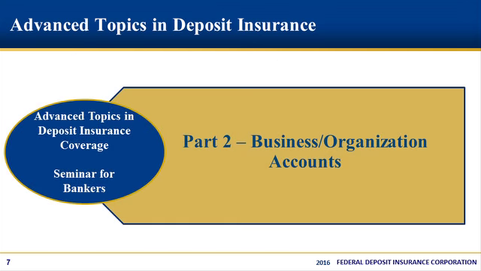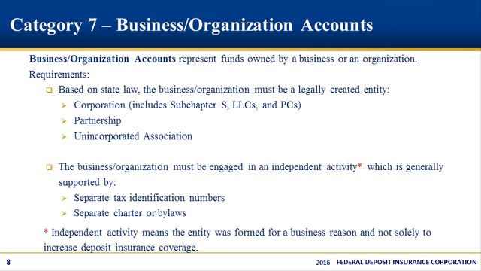Part 2, Business Organization Accounts. Under the FDIC regulations, there is only one ownership category which applies to business organizations. Category 7, Business Organizations, includes corporations, including Subchapter S, LLCs, and professional corporations. Also included are legally created partnership entities and unincorporated associations.